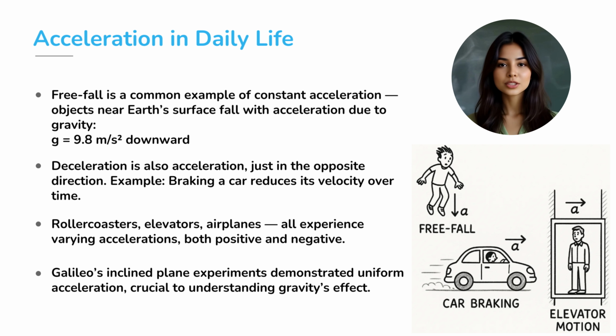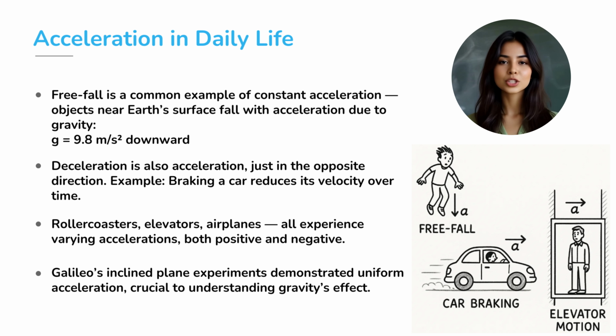Let's zoom into real-life examples where acceleration plays a starring role. Free fall is a textbook case of uniform acceleration. Near Earth's surface, an object accelerates downward with g equals 9.8 meters per second squared. When you apply brakes in a car, you're actually producing negative acceleration or deceleration to reduce speed smoothly. In roller coasters and elevators, acceleration defines how intense or smooth the motion feels. A sudden change makes your stomach drop.